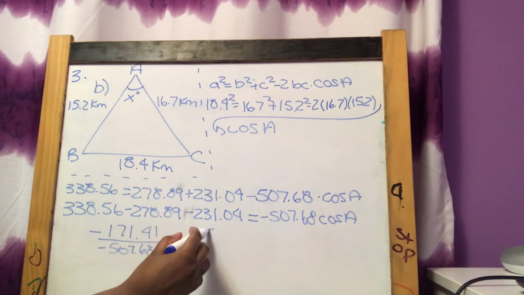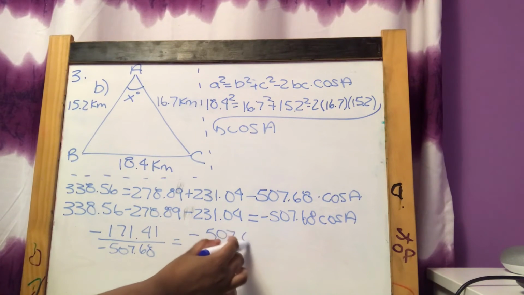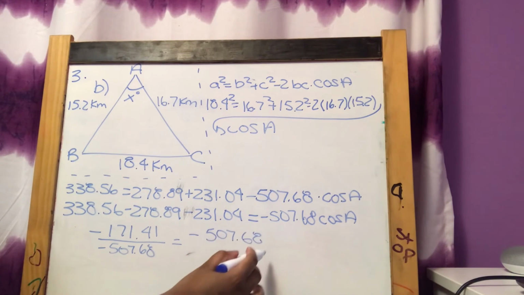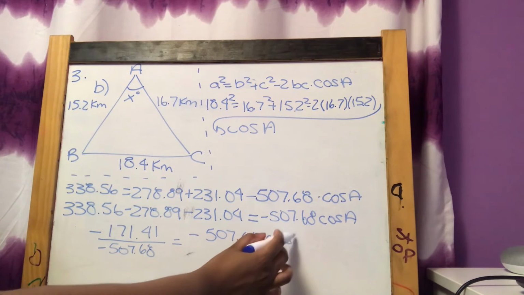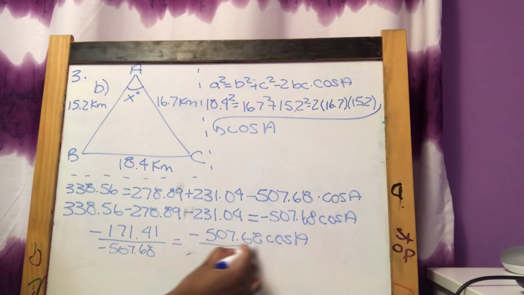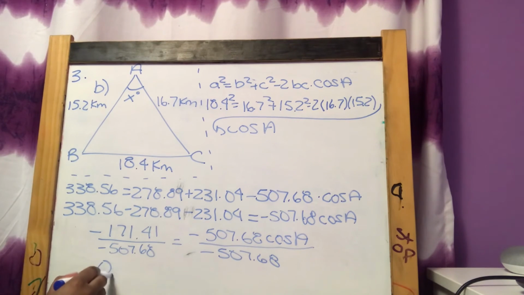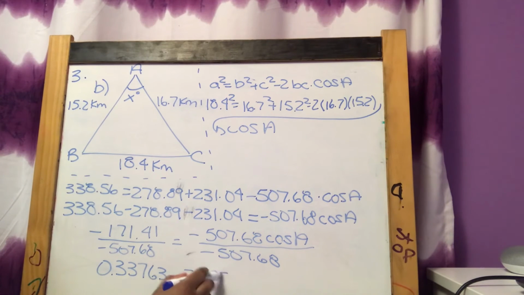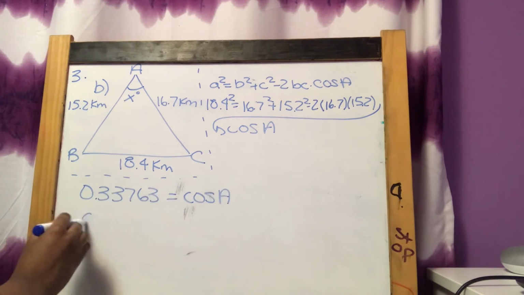So then that's going to equal, obviously, negative 507.68 cos of A. Make sure you have the cos of A there. And then that's going to go over the same number, but without the cos of A. So those two numbers on the left side give me 0.33763, and so that would equal cos of A.